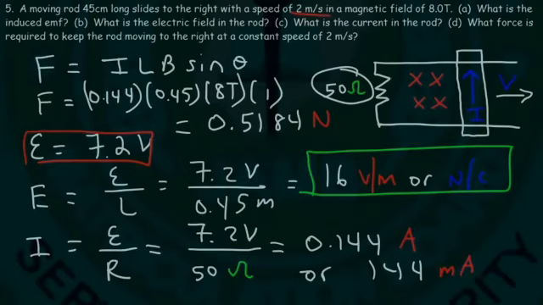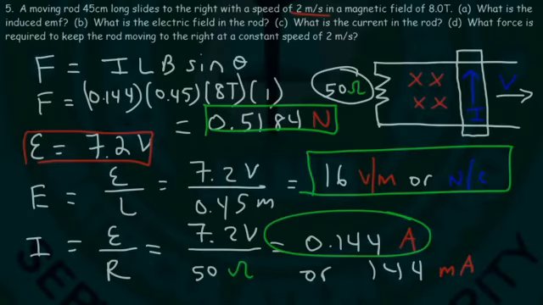Once it halves that speed, it's going to generate a current of 0.144 amps. And whenever you have a rod with that current in the presence of a magnetic field, this is going to be the magnetic force that's acting on the rod. And that magnetic force is equal to the force required to keep it moving at that speed. It just works out that way.